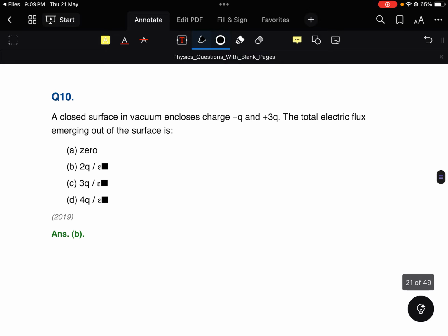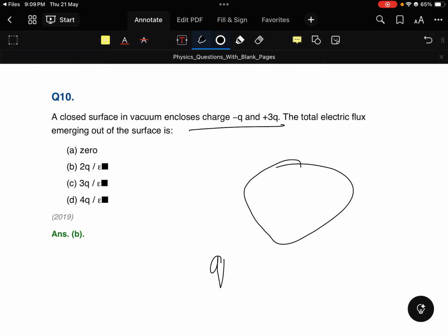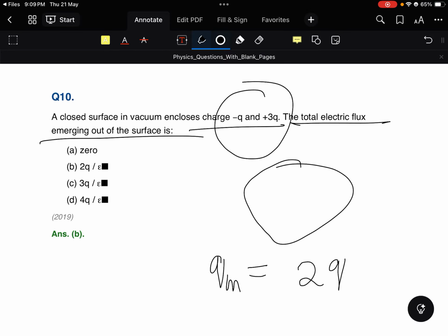Now see the next question. A closed surface in vacuum encloses these two charges. So what will be Q in? Q in will be 2Q. The total of these two is 2Q. So what is the total electric flux emerging out? 2Q upon epsilon naught.